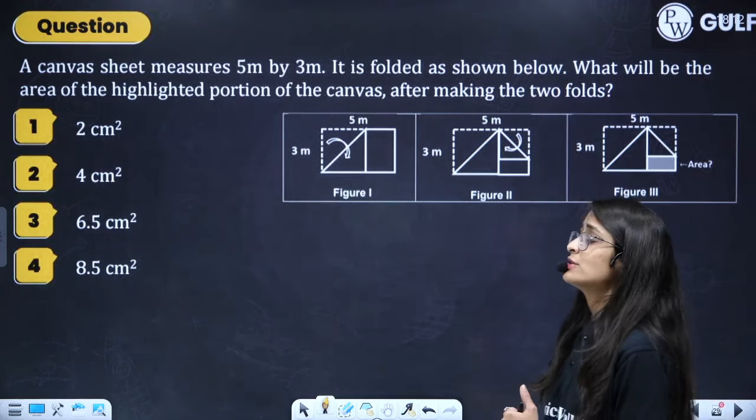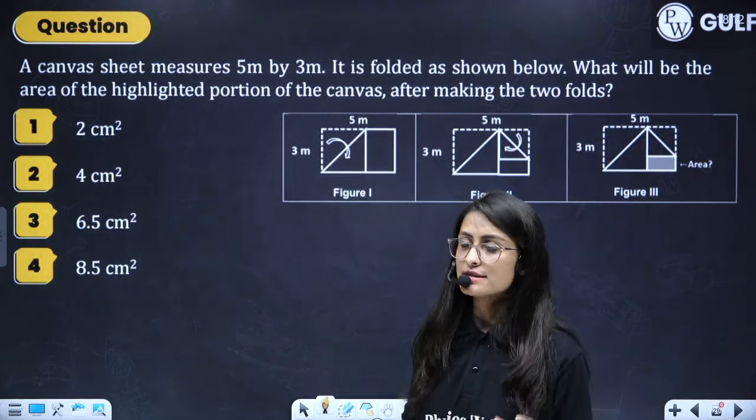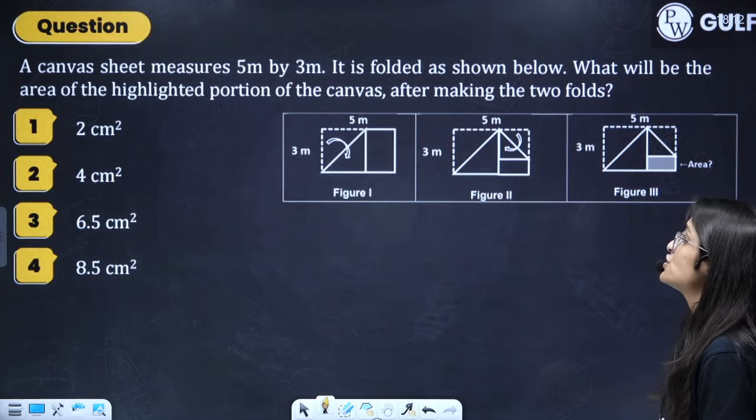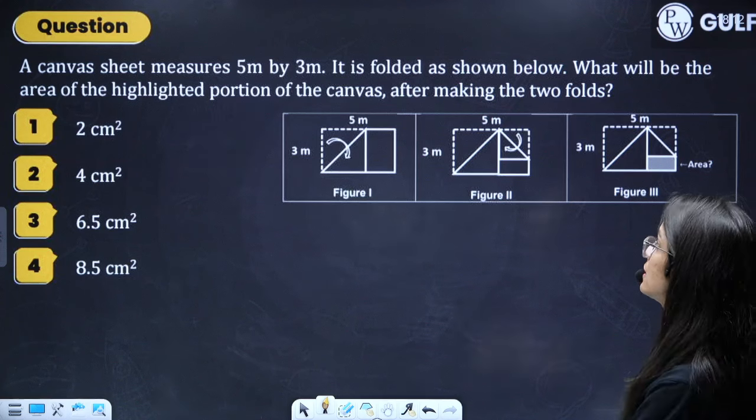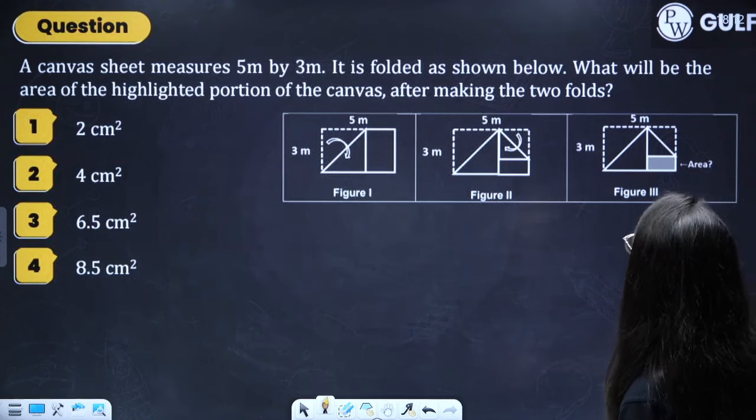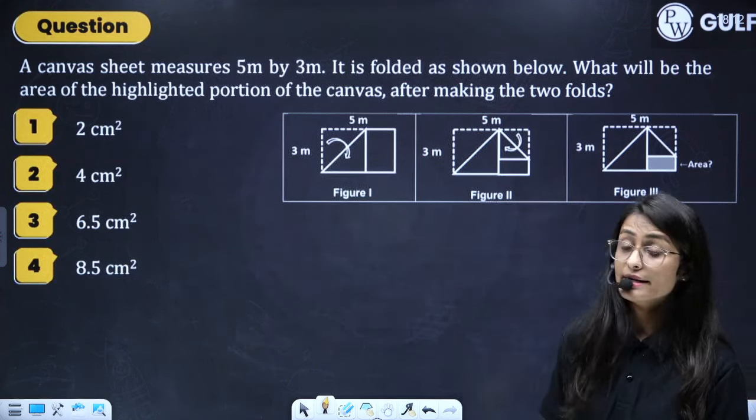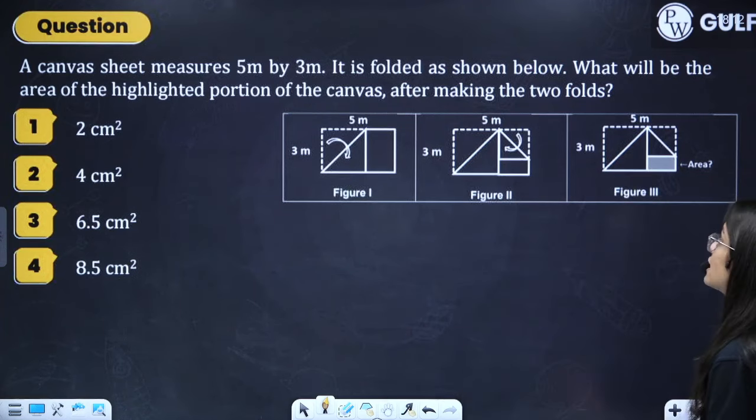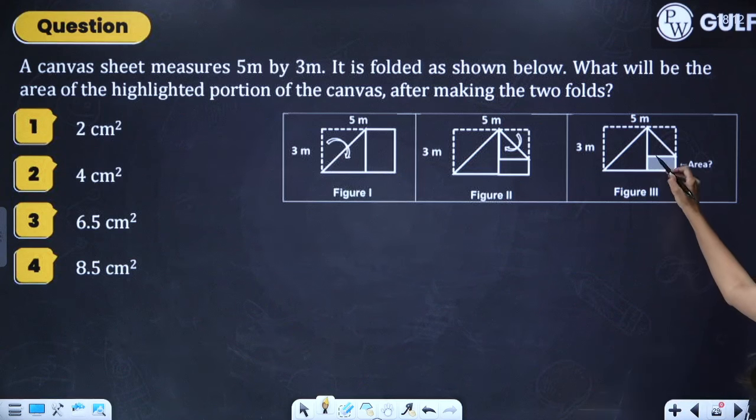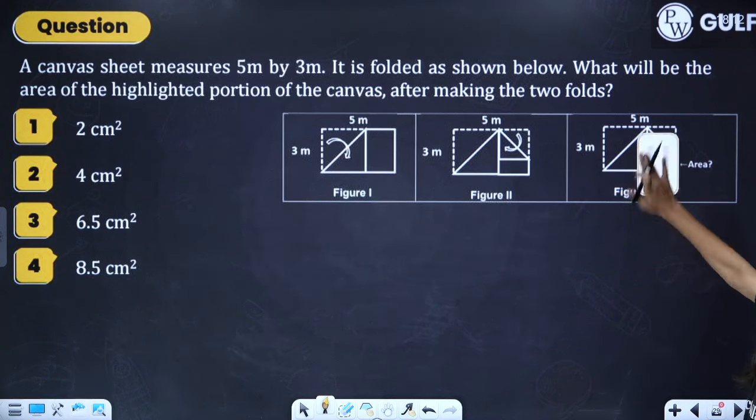Moving forward, now this is an easy question. This is a very easy question, right? A canvas sheet measures 5 by 3 meter. It is folded as shown below. What will be the area of the highlighted portion of the canvas after making the two folds? That is, you have to find the area of this highlighted portion.